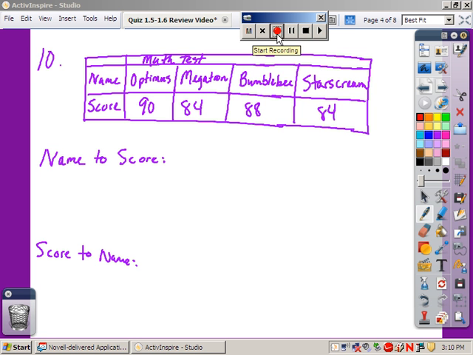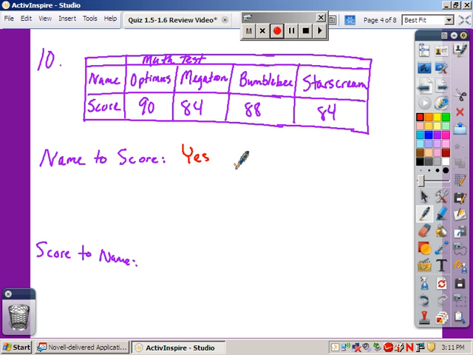So now we're done with exponents, and we move on to the function rule section. This one gave you math test scores, and it gave you names and their scores. So it asks you, is it a function to go from name to score? I would say, if I'm thinking about it like a computer program, where I would enter in the name, I should get one answer if it's a function. So if I enter in Megatron, I get 84, one answer. That's good. If I enter in Bumblebee, I get 88, one answer. That's good. I would say that from name to score, this represents a function relationship. One input to one output automatically.